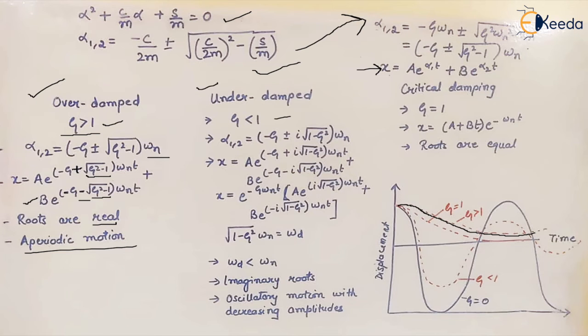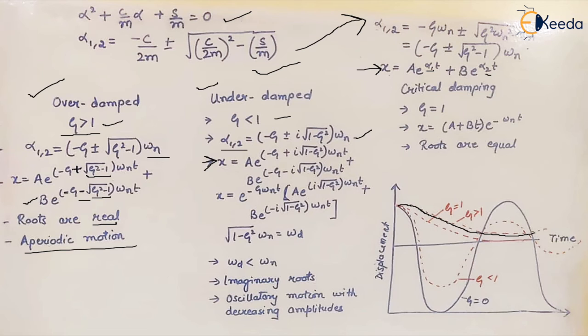So if zeta is less than 1, we'll get complex roots, and this is how the roots can be written: minus zeta plus minus i under root 1 minus zeta square into omega n. And if we write the general solution for this equation, it will be in this way. We'll just replace the values of zeta 1 and zeta 2 with the roots of this equation.